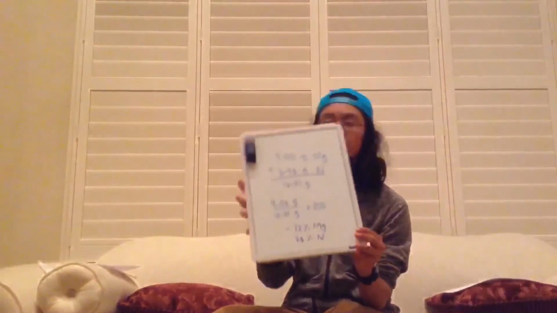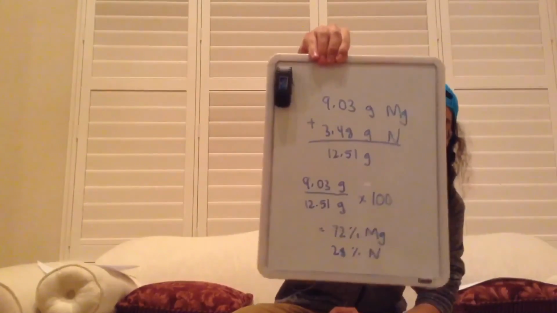So the percent composition of N would just be 28%, because that makes 100%. 72% and 28%. Very simple. So you see that right there.